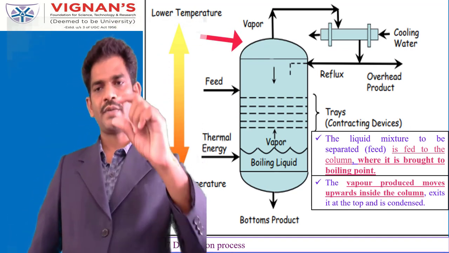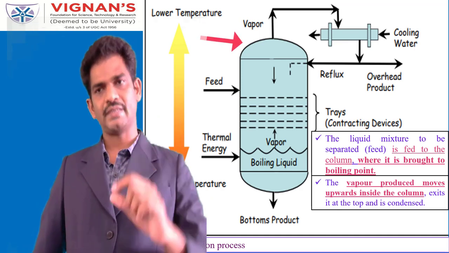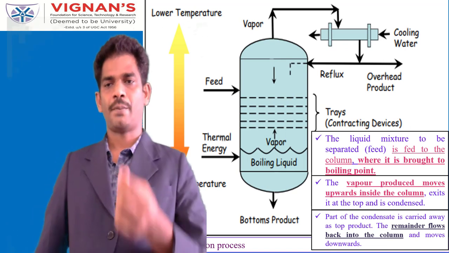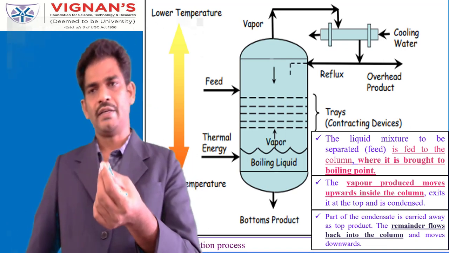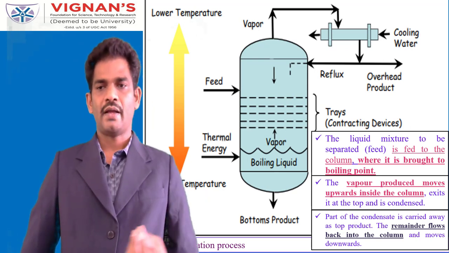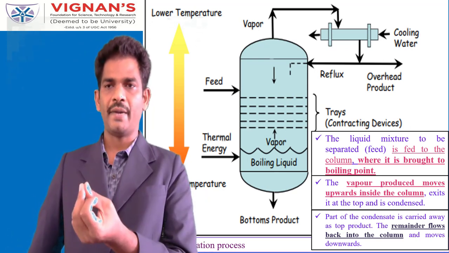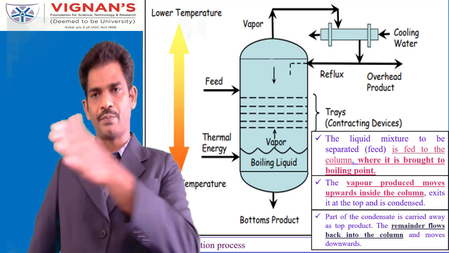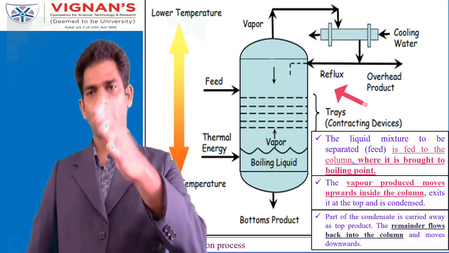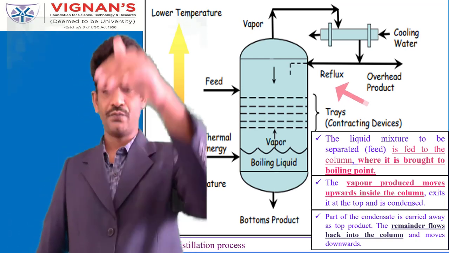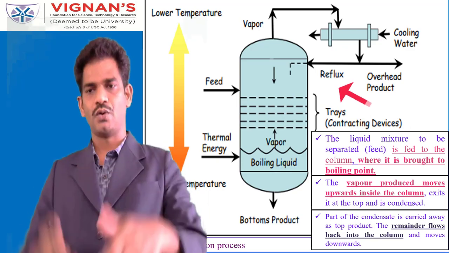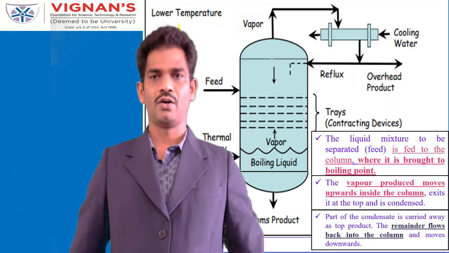And the top side of the column, where the vapor exists, is subjected to condensation. So part of the condensate is carried away as top product, and the remaining condensate flows back into the distillation column, as you can see in the diagram here. There is a flow of this reflux condensate, and it runs towards the downside.